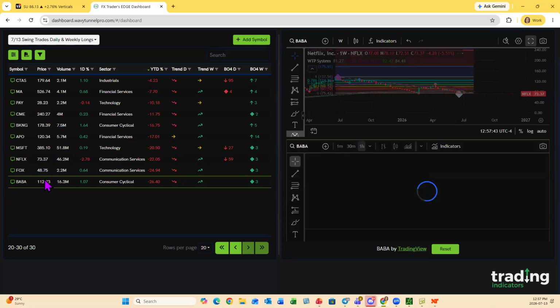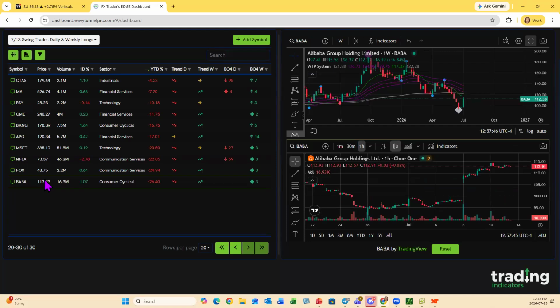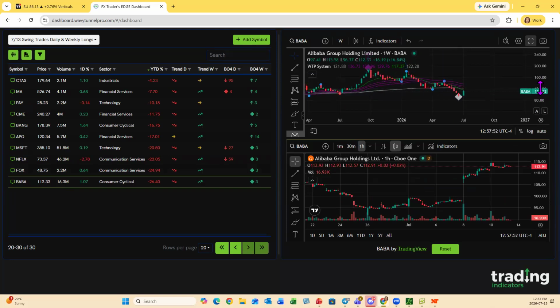Let's have a quick peek at BABA, consumer cyclical. Yeah, we're trading a little bit higher than the close. So yeah, I mean, this is also a nice pattern. All right. Do we have any other questions?